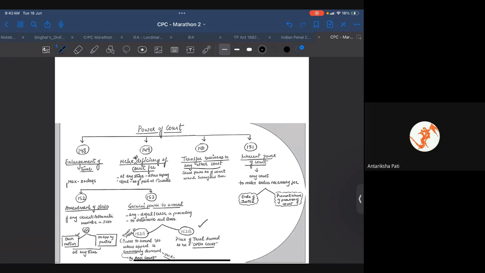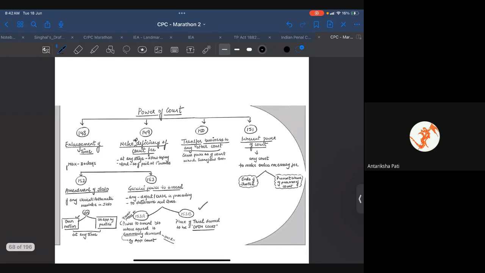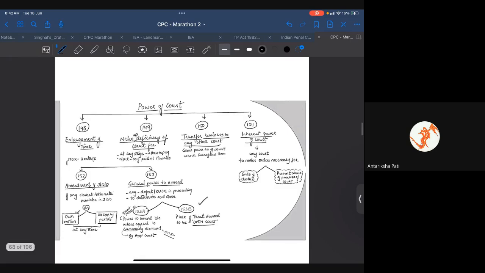152 is amendment of judgment, decree, or order. If any clerical or arithmetic mistake is there, then it can be amended either on its own motion or on application by parties at any time. 153 is general power to amend. Here, any defect or error in proceeding to determine real question, that can be general power to amend. And 153A is power to amend decree or order where appeal is summarily dismissed by appellate court. And 153B is place of trial deemed to be open court.